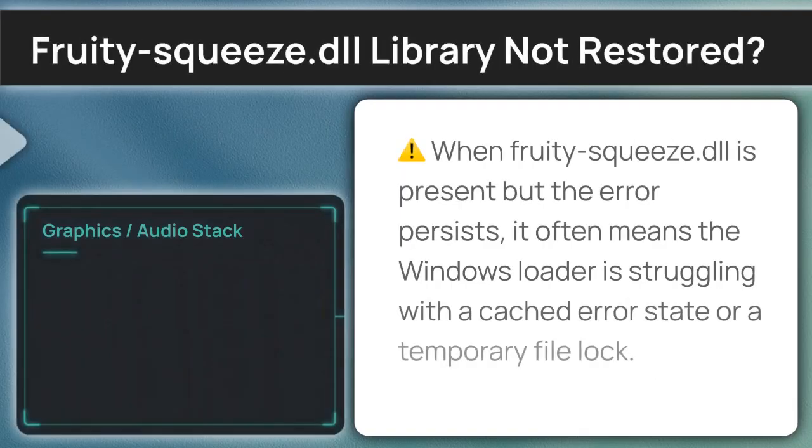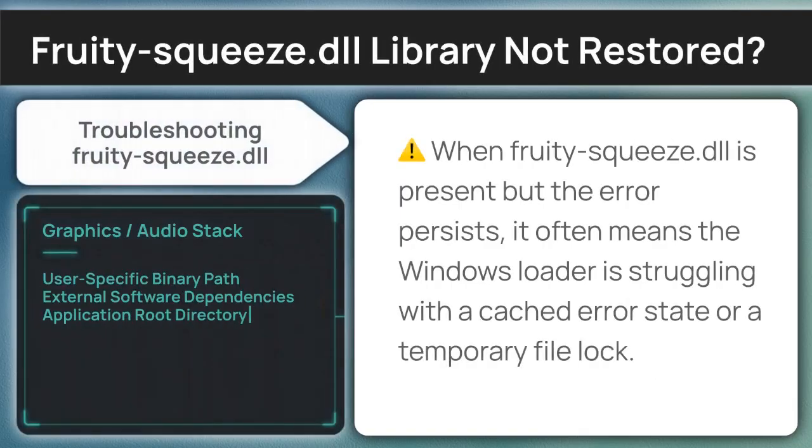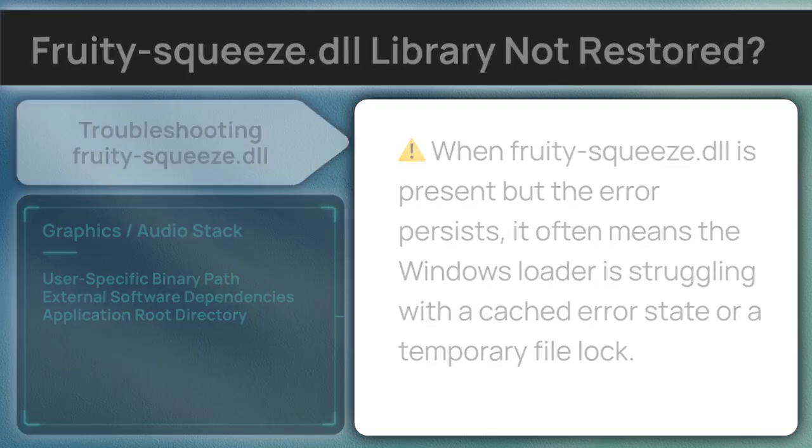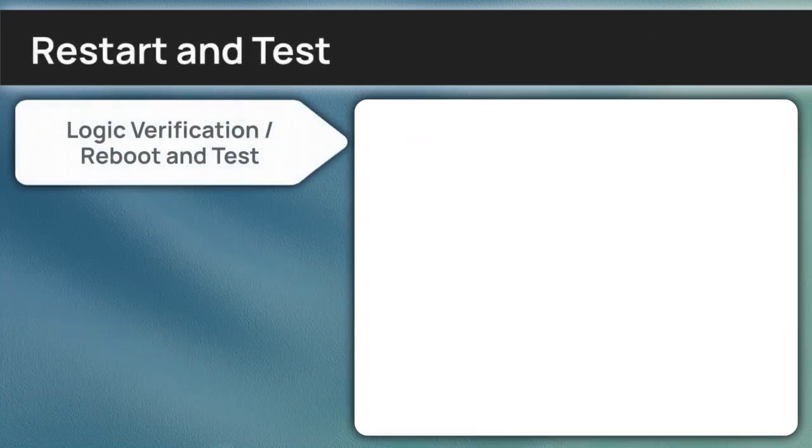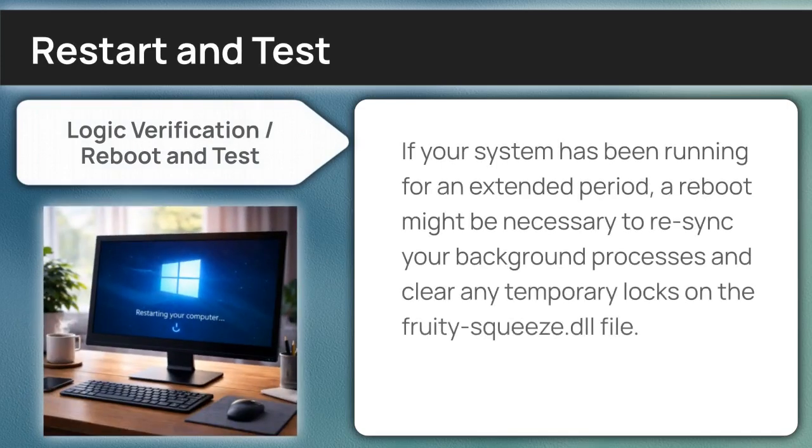Should the file remain missing after a reinstall, we need to ensure that the operating system is forced to re-index its shared library paths. A system reboot is a reliable way to clear away zombie processes that might be interfering with Fruity Squeeze module. It's a low-impact step that ensures your operating system is starting with a synchronized environment.